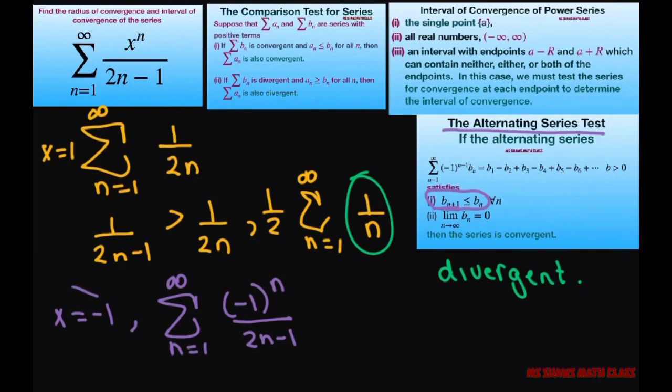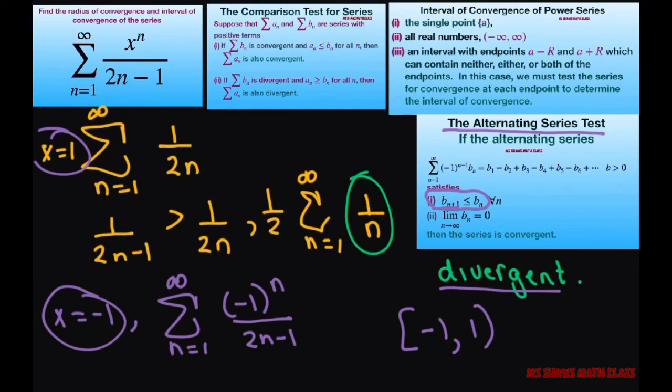So for negative 1, it's convergent, so you're going to write it as a closed interval, and for 1, it was divergent, so that's going to be open interval. So this is your interval of convergence.